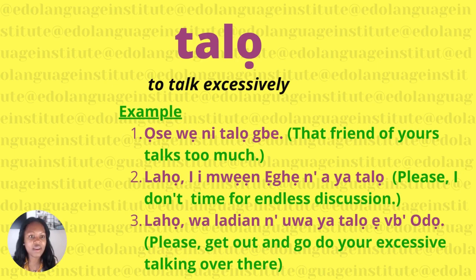And now the final verb for today is talon. And talon is to talk excessively. It has a negative connotation. So we have a sentence here, for instance. Well, it has generally a negative connotation, but you can also use it to refer to kids.